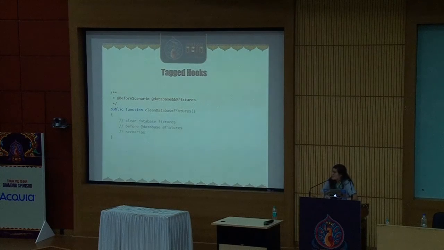Next, you can see over here that I have an 'and' also. What it's going to do is look for @database, and it's also going to look for @fixture. If both conditions are fulfilled, then only this function needs to be run. If something is failing, one out of two, then it's not going to be run. So you can use ands and ors along with that.